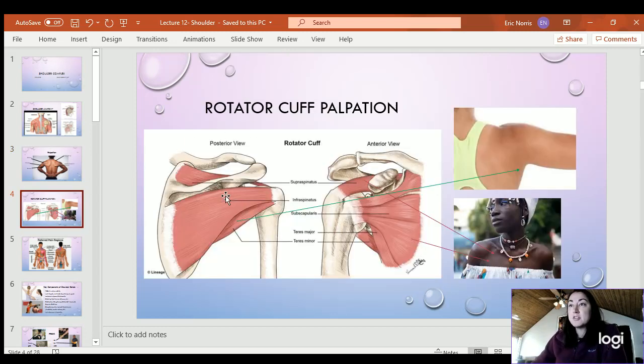Rotator cuff palpation, so your supraspinatus is right there below your clavicle and above the spine of the scapula, so it's kind of under the upper trap. We'll palpate that. And the infraspinatus is right below the spine of the scapula on the back portion. Subscapularis, of course, is on the front portion of the scapula, so it's deep. It's basically underneath your pec muscle.